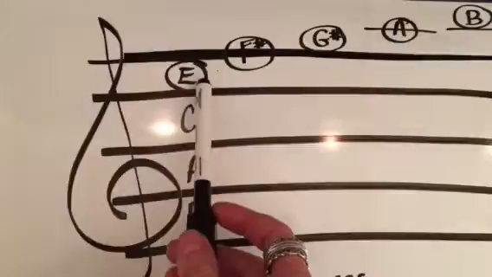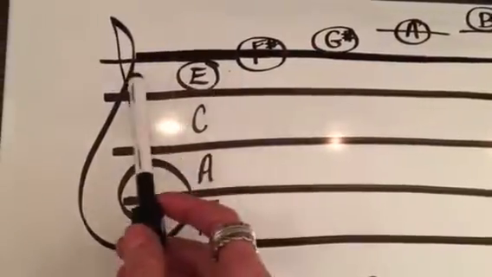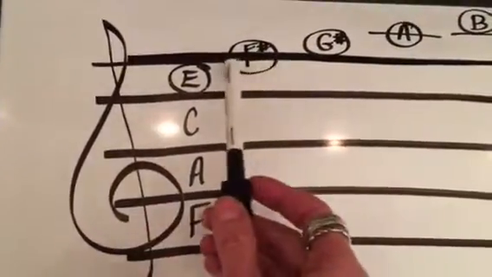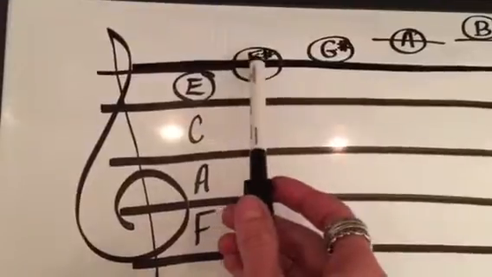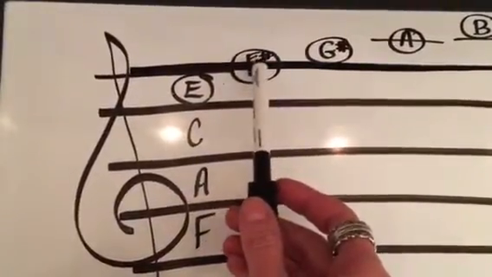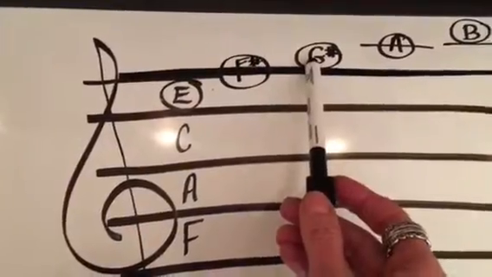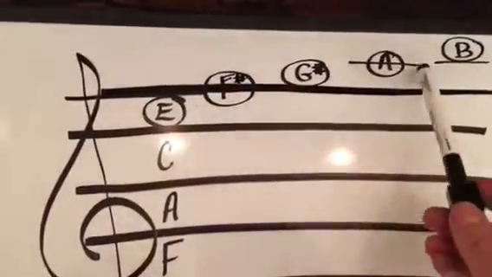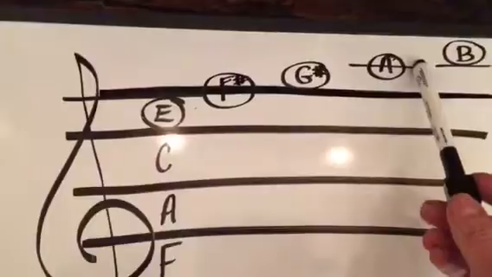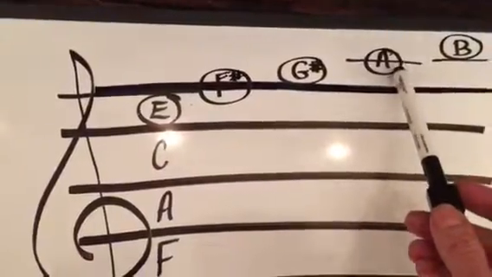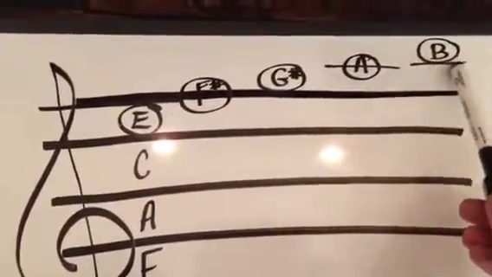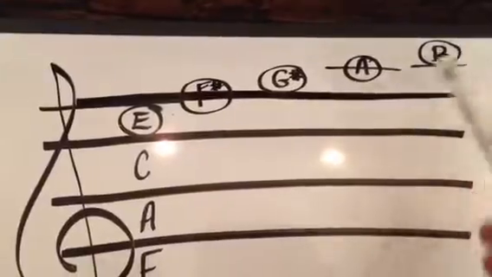We have open E on our top space of the staff. Top line of the staff is F sharp, which is our first finger. Above the staff is G sharp, second finger. Then we have our first ledger line, which is a line above the staff. That's A, third finger. And above the ledger line is B, fourth finger.